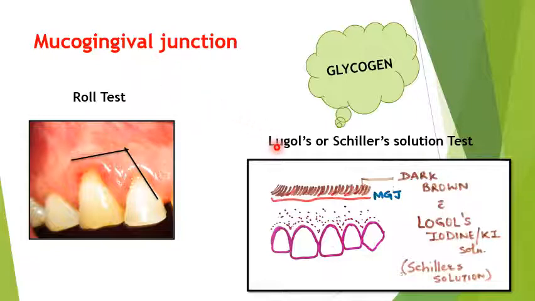The second test is histochemical. You can use Lugol's iodine solution or Schiller's solution. It's a potassium iodide solution. This stains alveolar mucosa dark brown and attached gingiva is stained light brown. And the alveolar mucosa is stained dark brown because of the presence of glycogen.